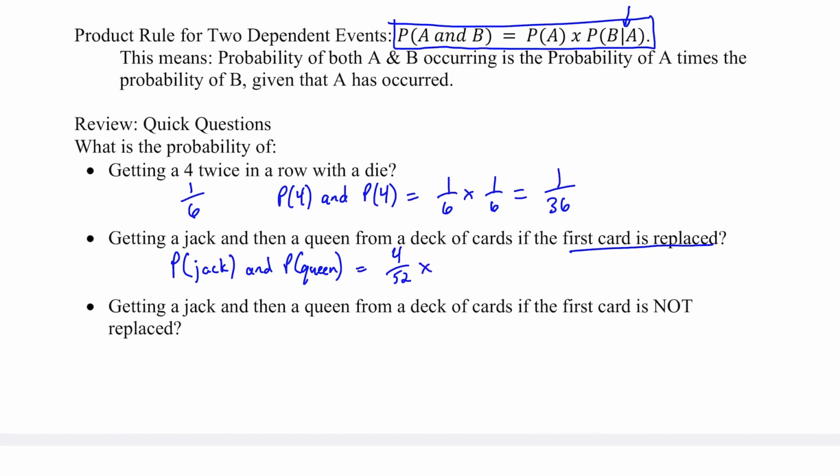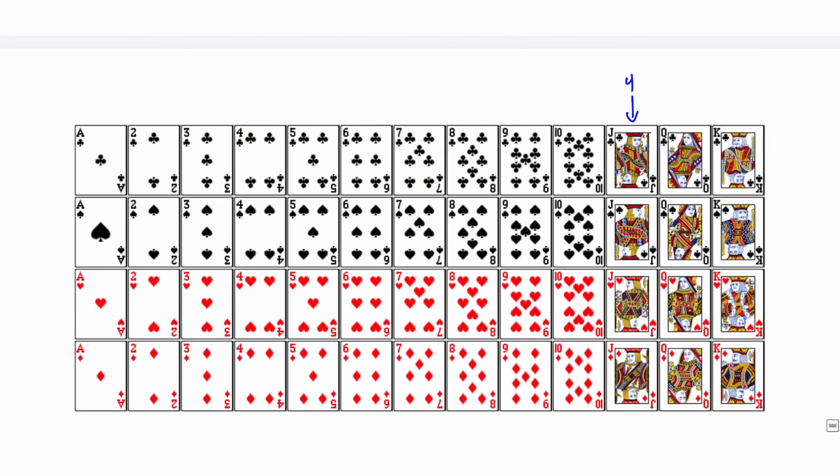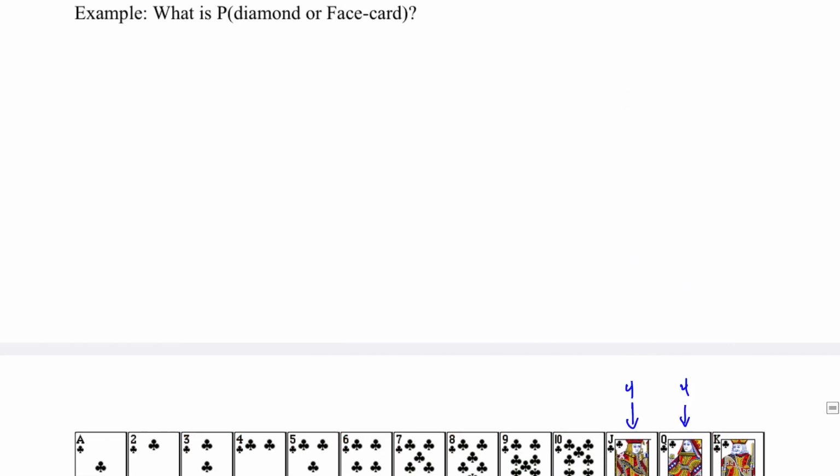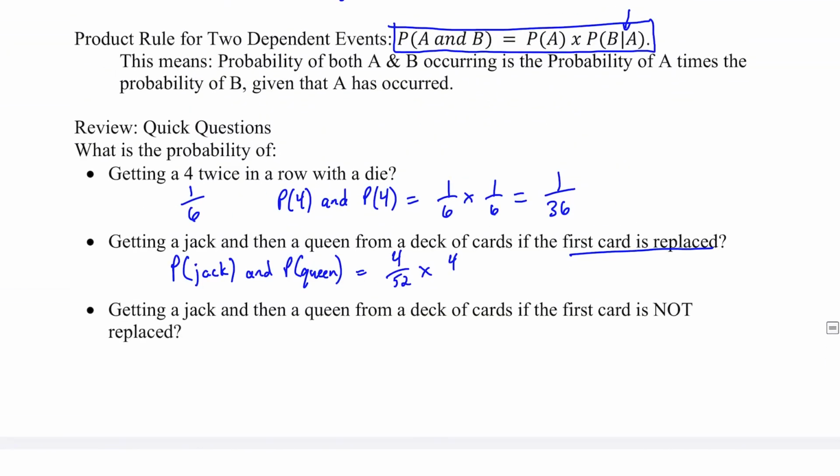And, which usually indicates multiplying, we have the queens. And there are also 4 queens. If we look down here, so here's our 4 queens. And because the first card was replaced, we have 52 cards remaining. So that gives us a 16 over 2,704 chance, or 1 over 169 if you simplify. So it's quite unlikely that you get a jack and a queen in that order.